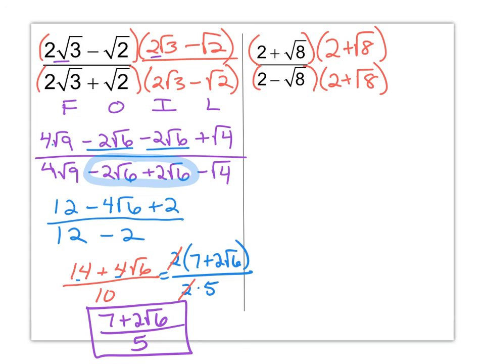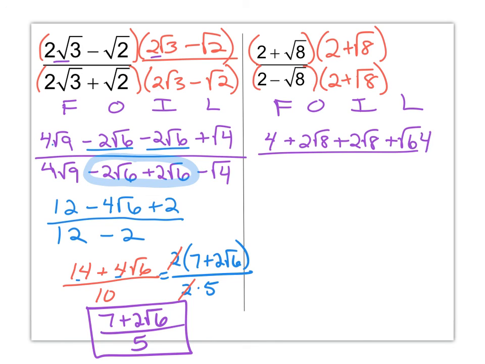Again, using the FOIL process in both the numerator and the denominator, we get our numerator, 2 times 2 for the first is 4, plus 2 times the square root of 8, 2 square root of 8, and then square root of 8 times 2 is another 2 square root of 8, and our last in the numerator is plus square root of 64, which we'll be able to simplify.